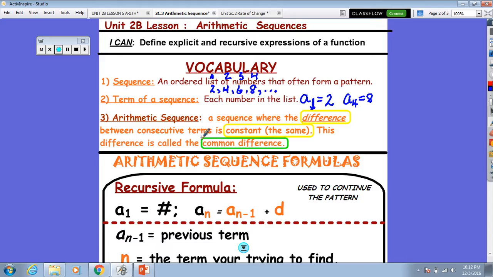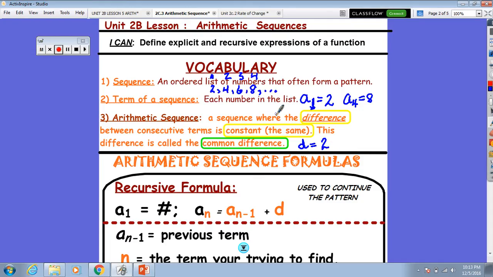Okay, now an arithmetic sequence is different from a regular sequence because you will have what is called a common difference, and the difference between the terms has to be the same in order for it to be a common difference. Now it just so happens that the sequence that I gave you is an arithmetic sequence. Okay, the common difference, or they're just going to use the letter D. What is the number that we have to use to continue the pattern? We have to add 2.